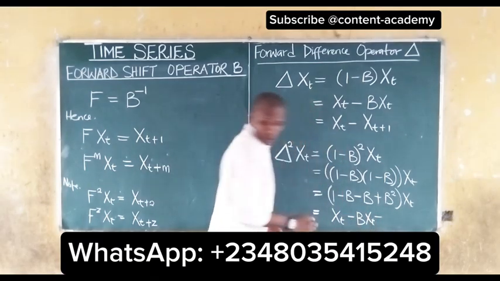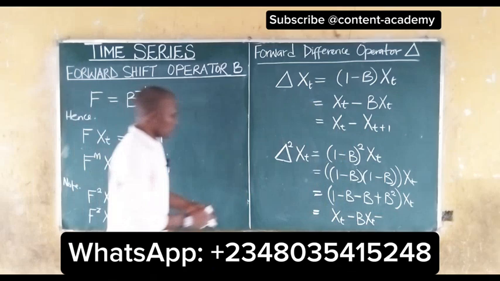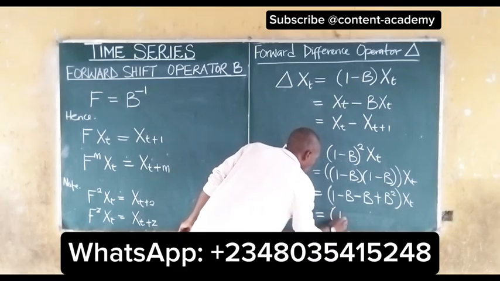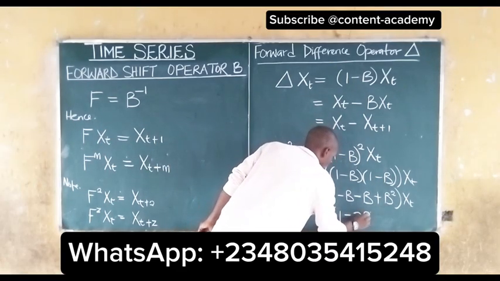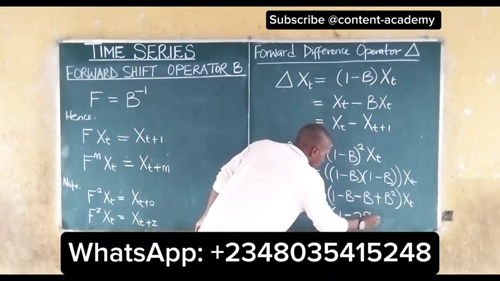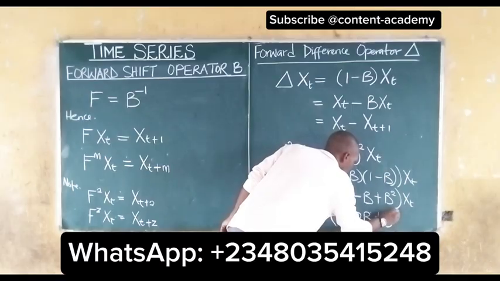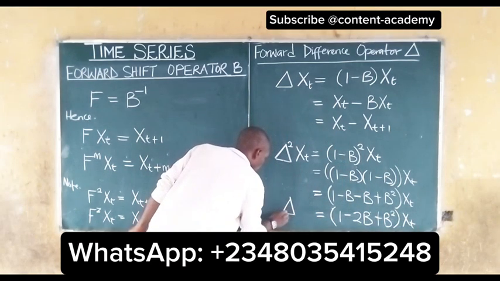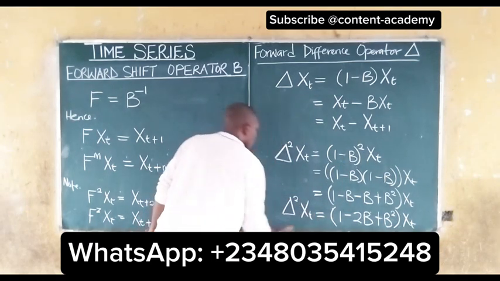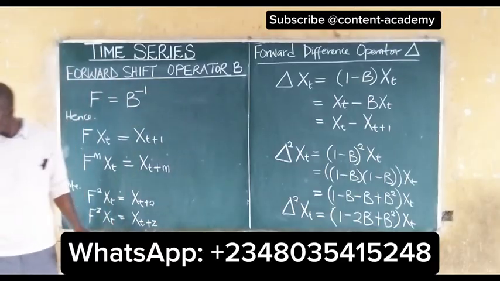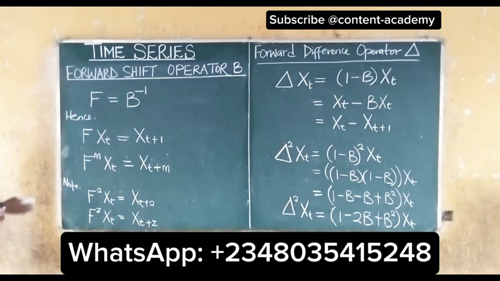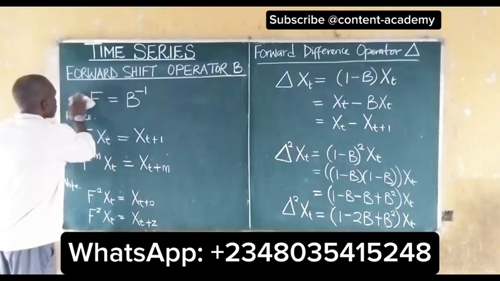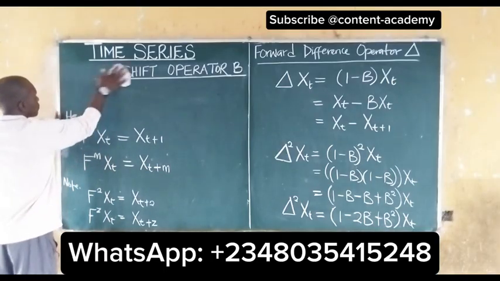Sorry, let's finish with the quadratic. So we can have this to be equal to 1 minus 2B, this and this negative B, plus B squared Xt. So this will give us this. Now we move over to this side of the board to complete this.